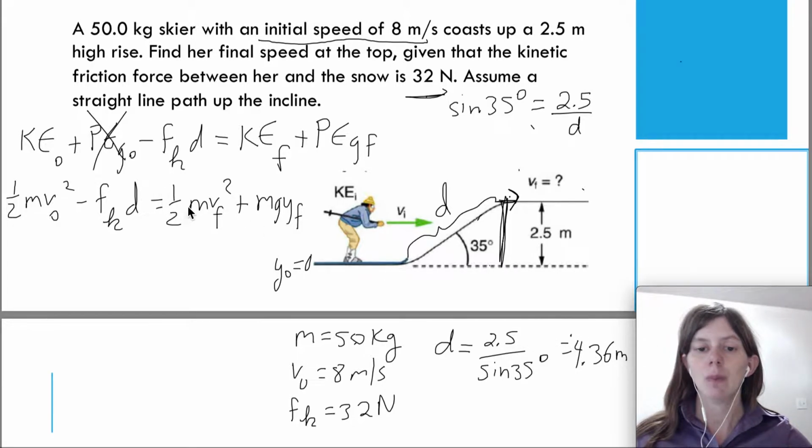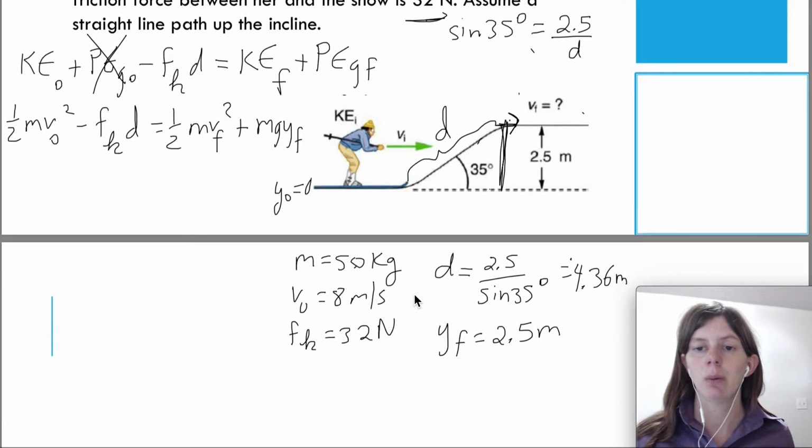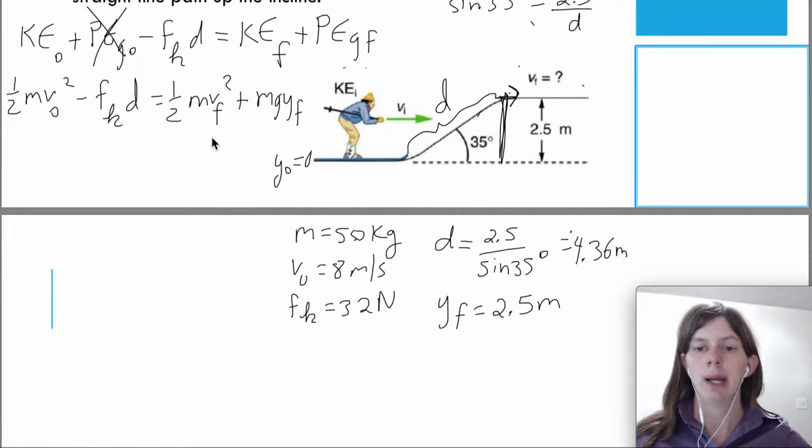So we have the mass. V final is what we're looking for. G is 9.8. Y final, the final height, is the given 2.5 meters. When there's a lot of numbers, I go ahead and write them down so that we don't get confused. So now we can scroll down here and do the algebra to solve for v final.